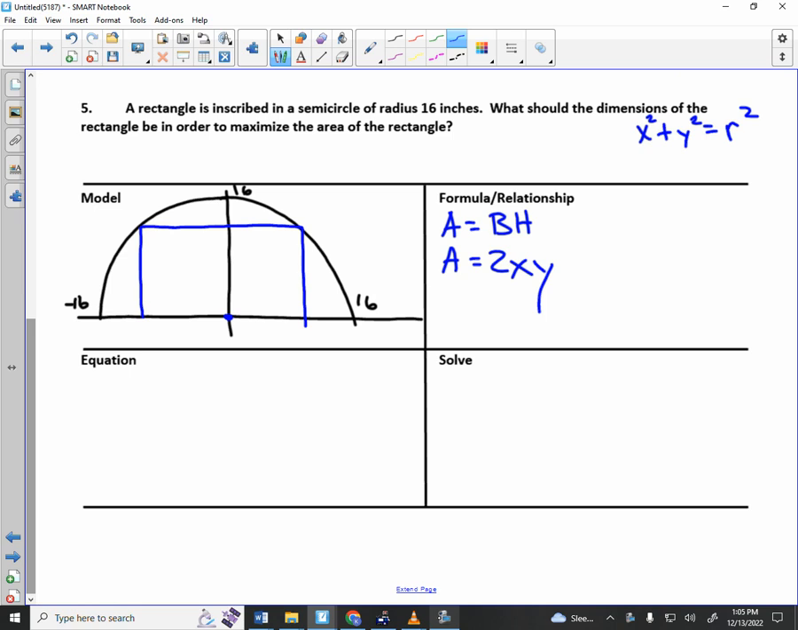Okay. Now, in this situation, you know what r is. What is r? So therefore, you have x squared plus y squared is equal to 256, because 16 squared is 256. Tell me now, as you look at this problem, what is it that we can do to solve for y? Solve for either x or y. Good. So I have y squared is equal to 256 minus x squared. And then what do we do to both sides? So we get the area is equal to 2x times the square root of 256 minus x squared.